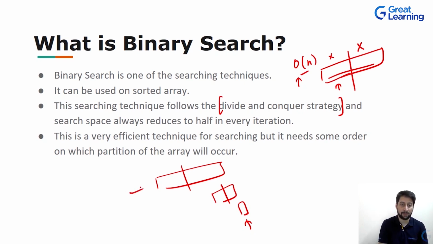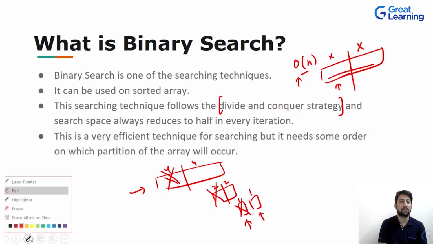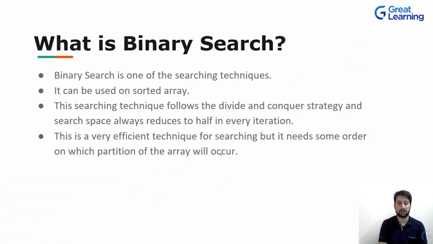Let's take an example when we have this entire array. If there are eight elements, four on this side, four on this side, these four will be neglected. Then we have two on this side, two on this side, these two will be neglected. Then one on this side, one on this side, and this one will be neglected, until we find that element or the entire array is exhausted. So this is how binary search works.